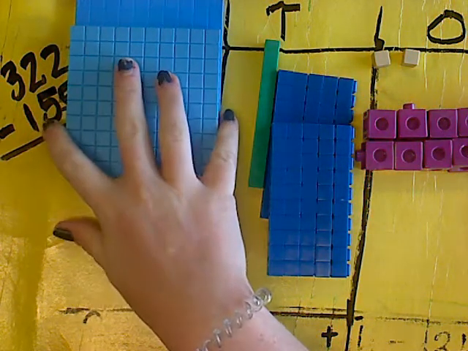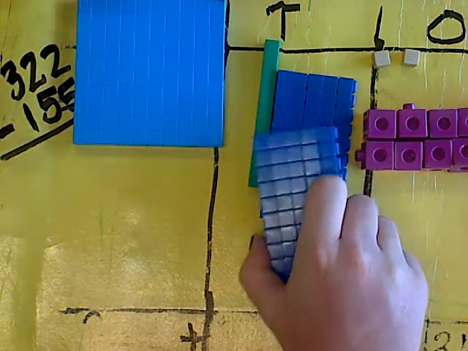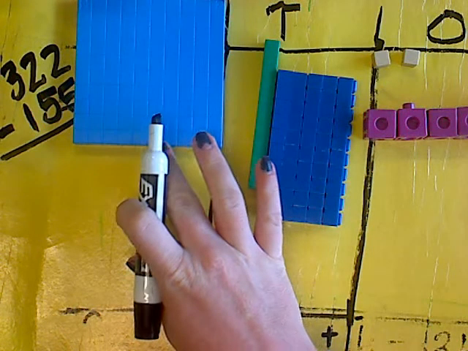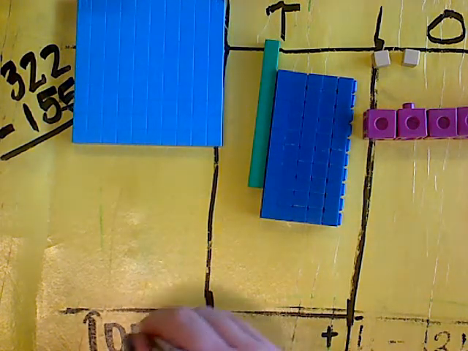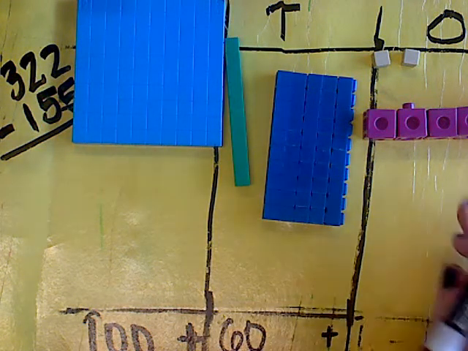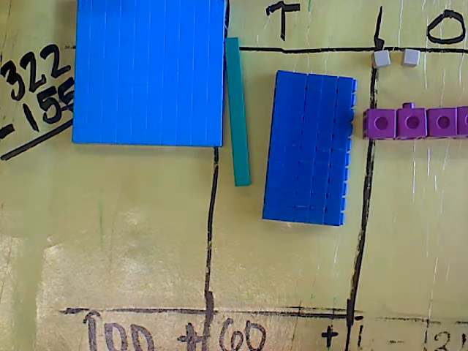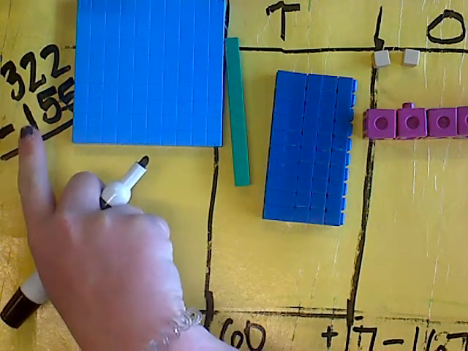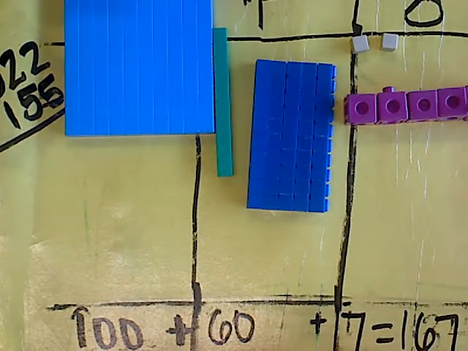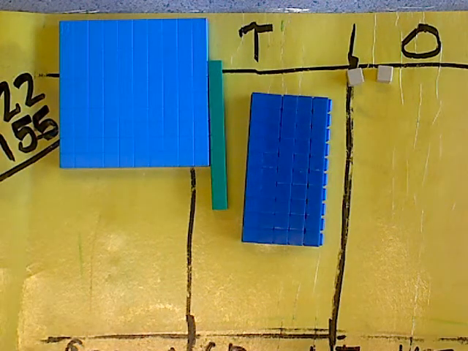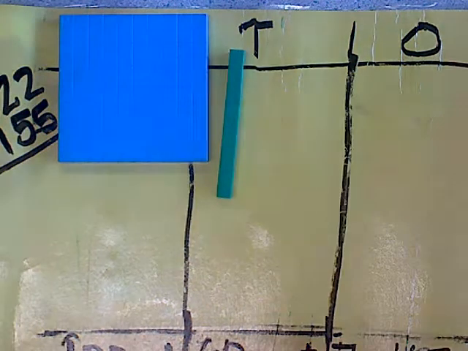So now I can start subtracting. 1 hundred, 5 tens, and 5 ones. So my value of my hundreds is 100. I have 6 tens, which have a value of 60. And I have 7 ones, which have a value of 7. So my final answer is 167. So the difference between 322 and 155 is 167. I have one more problem that you can pause the video for and then check your work afterwards to see if you got it correct.